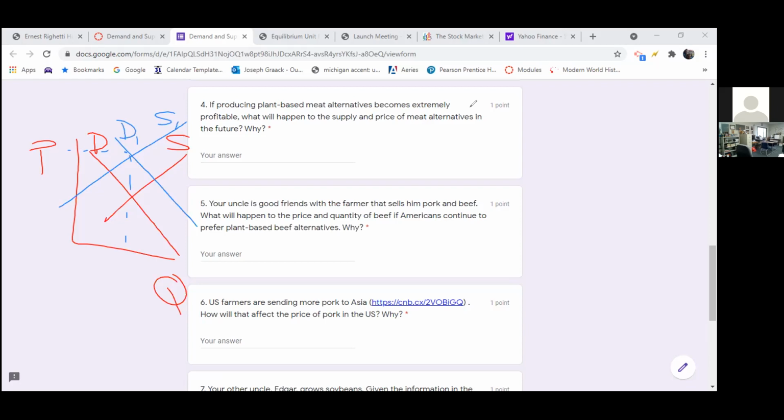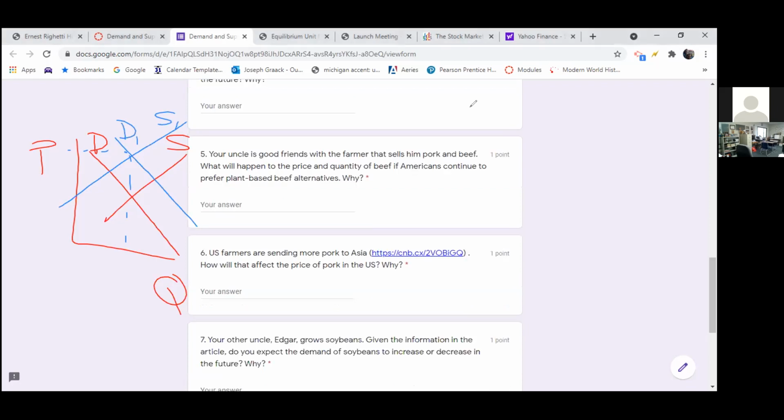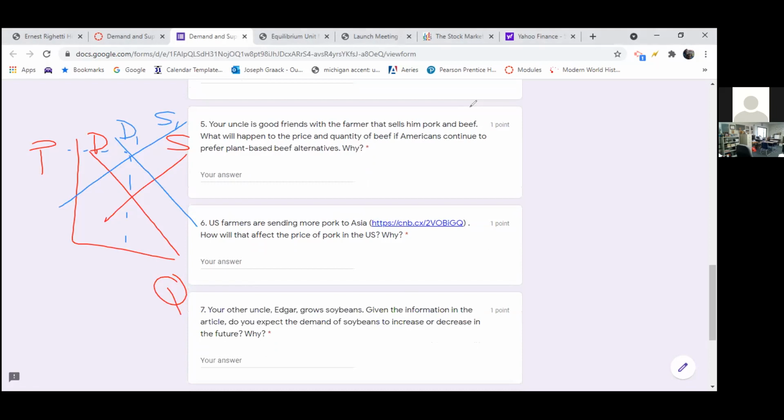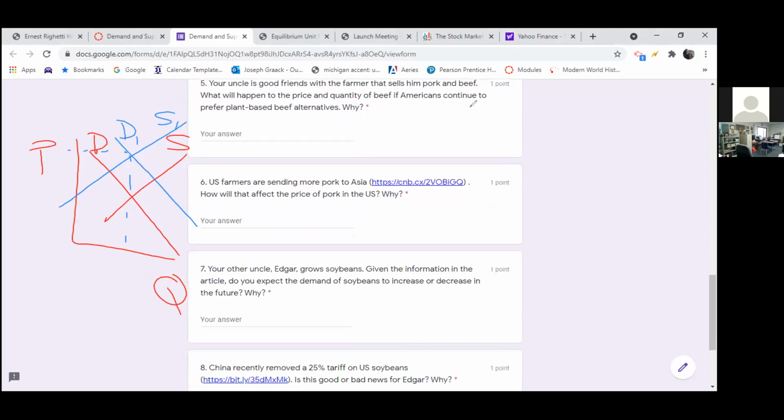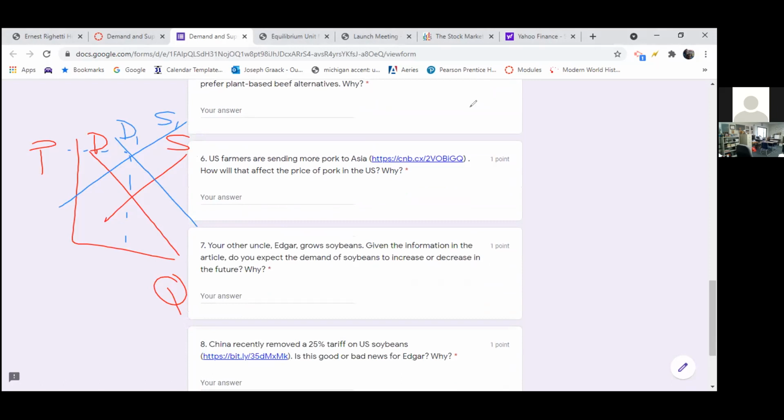So your uncle is good friends with the farmer that sells him pork and beef. What will happen to the price and quantity of beef if Americans continue to prefer plant-based beef alternatives? U.S. farmers are sending more pork to Asia.